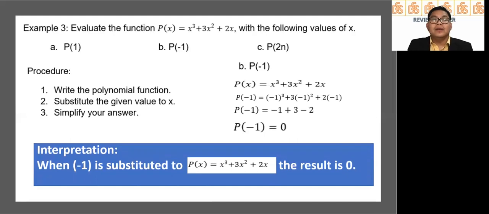Okay, so when negative 1 is substituted to this function, the result is 0. That's how you evaluate a polynomial function.